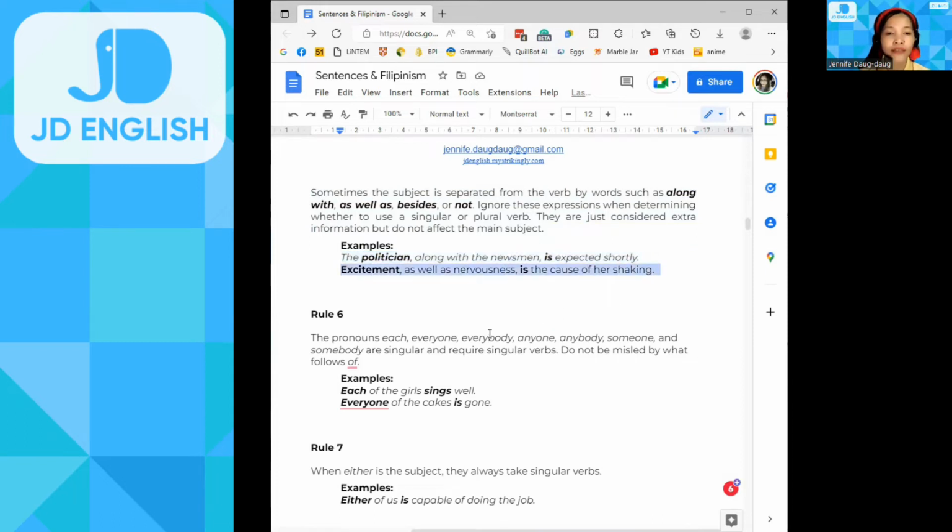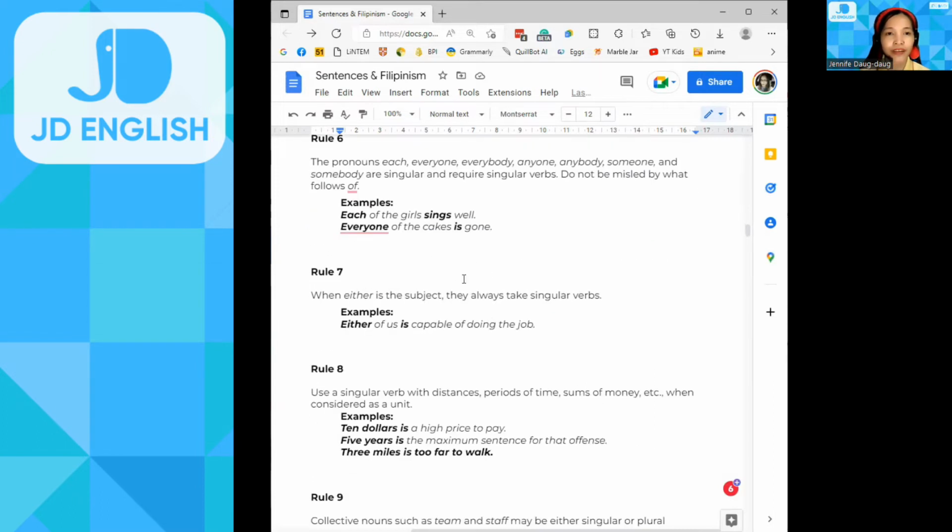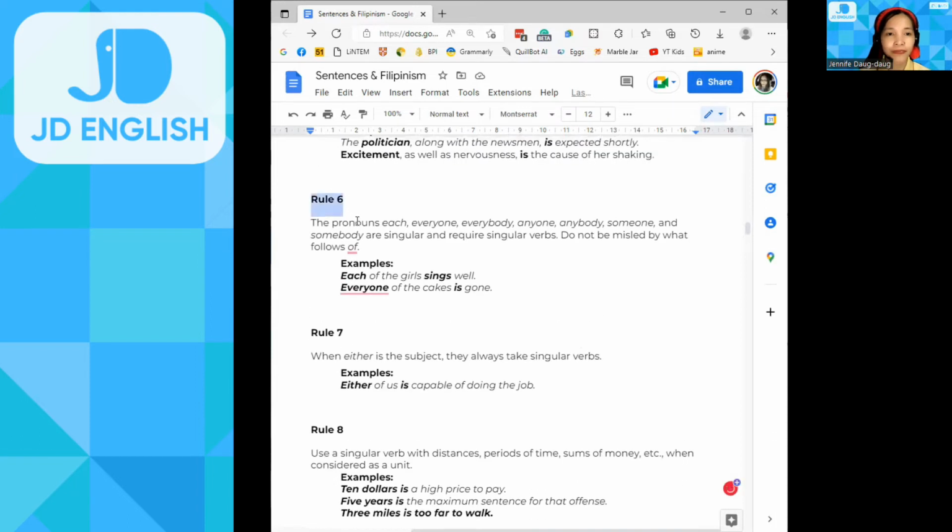Excitement, as well as nervousness, is the cause of her shaking. Rule number six: the pronouns each, everyone, everybody, anyone, anybody, someone, and somebody are singular and require singular verbs. Do not be misled by what follows of. Examples: Each of the girls sings well. Every one of the cakes is gone.